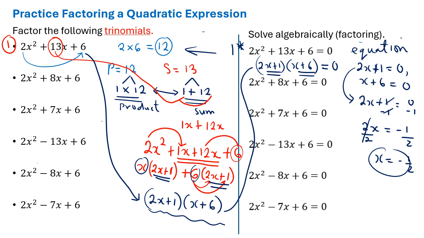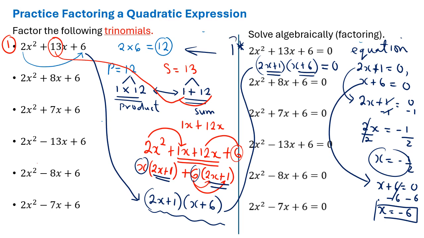So I have just solved the first part. Let's go to the second part where x plus 6 is 0. So if x plus 6 is 0, that means you can subtract 6 from both sides. Cross that out, you get x equal to -6. So now the solution to this equation 1 star here would be x equals -1/2, comma, -6. So this is how you would solve this equation.